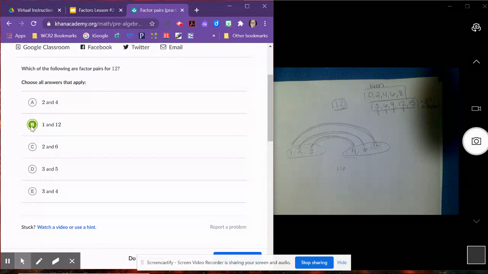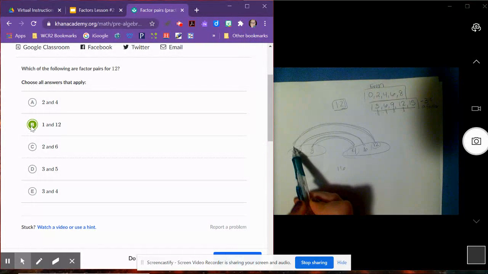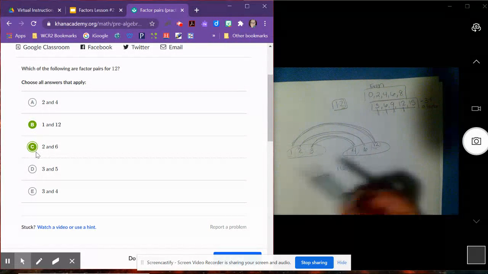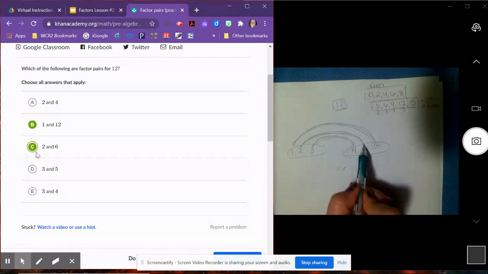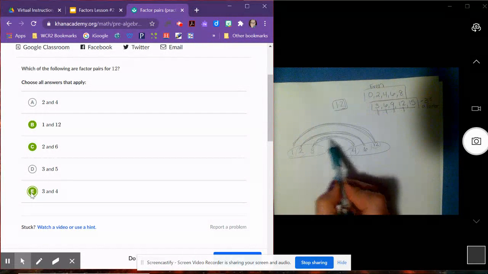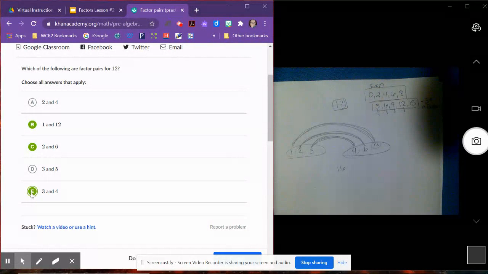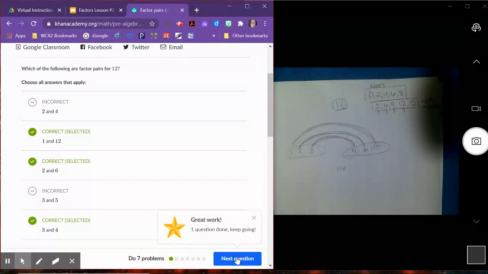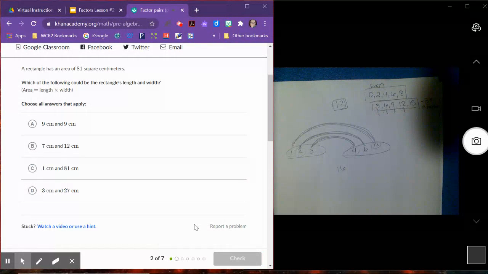We know that 1 and 12 are factor pairs because the 1 and the 12 connect on the factor rainbow. And we know 2 and 6 are also factor pairs because they connect on the rainbow. 3 and 5 are not. 5's not even a factor. And then 3 and 4 are factor pairs. So choose all answers that apply. That's the other thing to pay attention to here. So I just wanted to touch base about that too. Then you click your check. Correct. Next question.